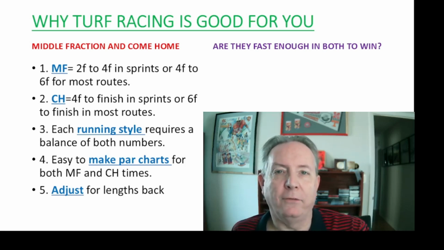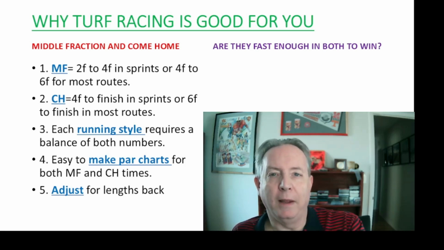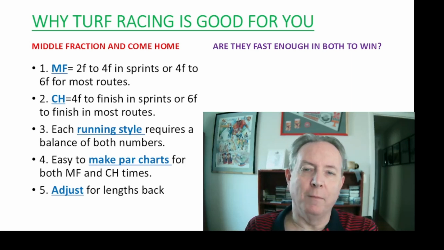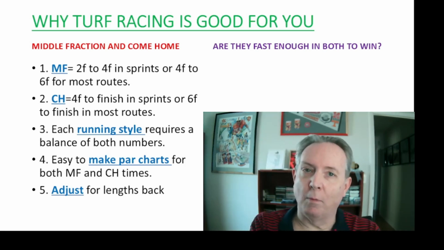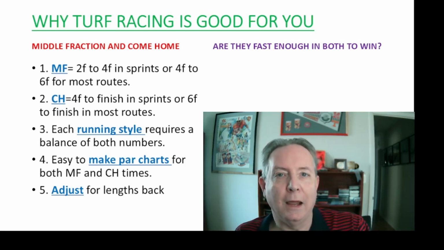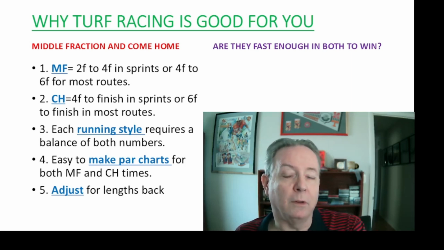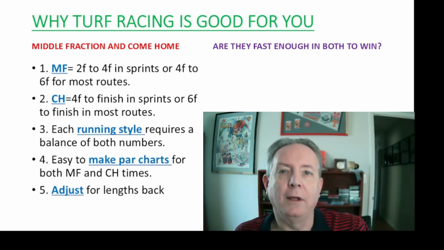But the main thing is then you're trying to figure out if it's a front runner, is it going to be able to move fast enough in the middle fraction to maintain its lead? That's why you compare all the middle fraction times, and then you apply the final fraction to see if it's fast enough to hold on to that lead. If it's a presser, you need to make sure it's got a middle fraction that keeps it competitive during the race. And then the closers usually have to have two moves.